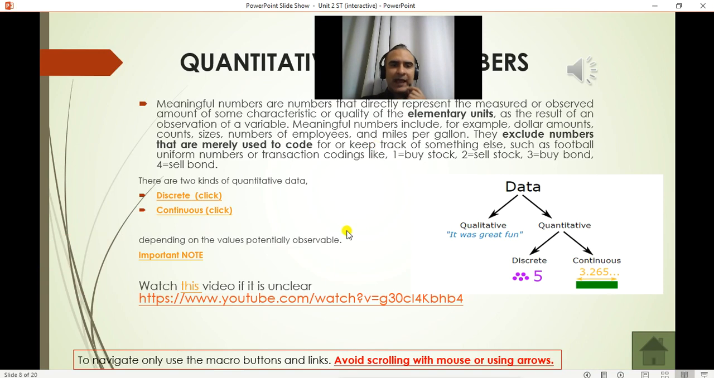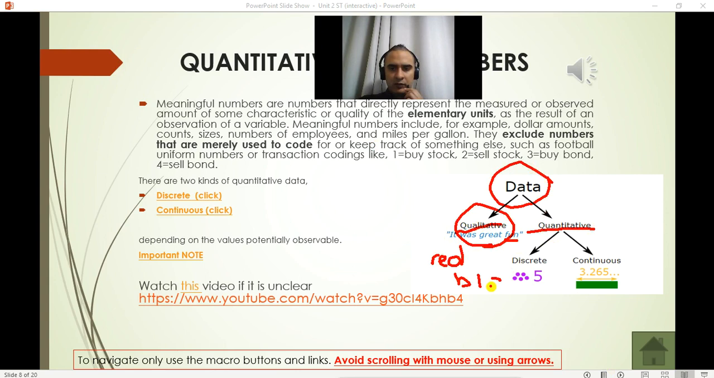So in this case, we have discrete and continuous. Let's look at the overall, because this is going to be very useful. We have two types of data, which is qualitative and quantitative. Later we will go to qualitative. Qualitative means the qualities of some things. In this case, it was great fun. It was red. It was big. All of those are qualities. Handsome, like your professor, those are qualities.